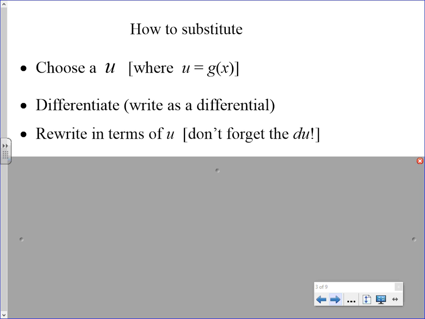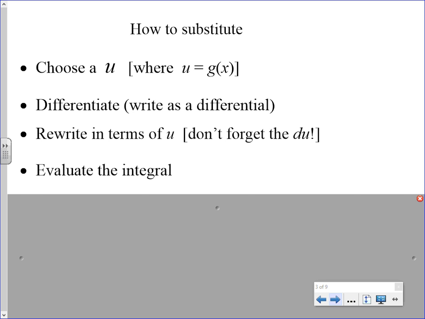The whole point of choosing a u will be to rewrite our integral. So you're going to rewrite your integral in terms of u's. Whatever your original variable was, more than likely x, you're going to rewrite everything based on the u that you defined in that first step and the du that you found in the second step. Once you have rewritten your integral, then you're actually going to evaluate it.